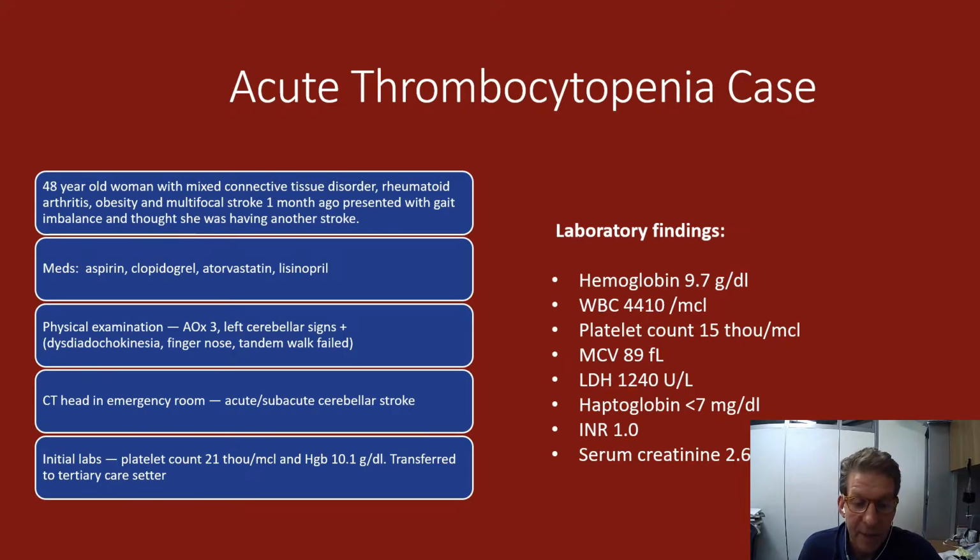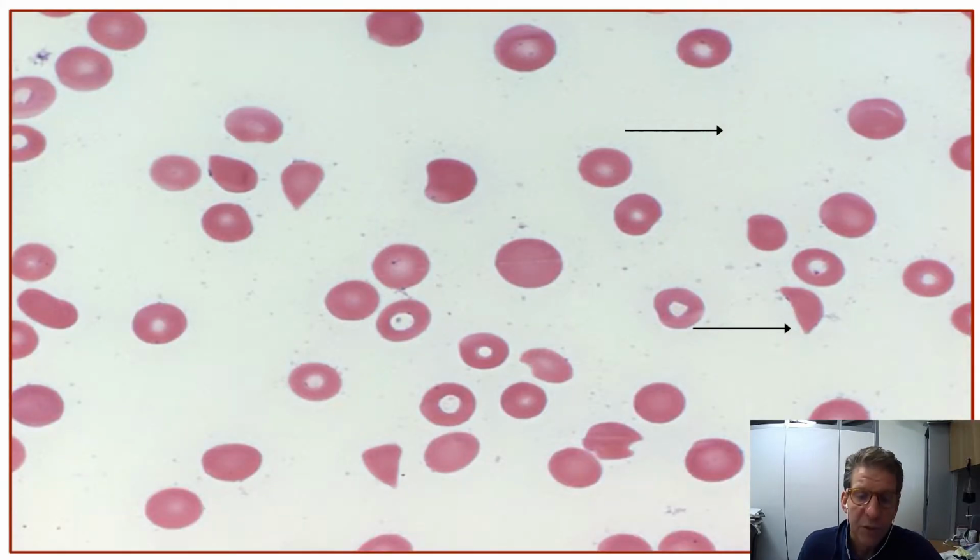The CT scan in the emergency room showed an acute or subacute cerebellar stroke, and laboratory findings demonstrated hemoglobin of 9.7, white count of 4,400, platelet count that was low at 15,000, MCV that was normal, and importantly some signs of hemolysis, an undetectable haptoglobin, and an elevation of the LDH. That should prompt a physician to look at the peripheral blood smear, and what you can see in this peripheral blood smear from this patient is 2 arrows.